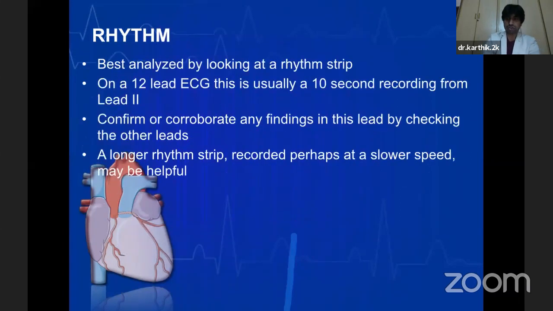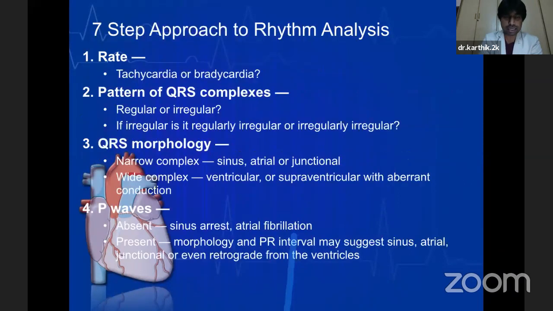So once you know that a rhythm and rate has to be calculated, you have a quick 7-step approach for most of these ER physicians, where they can potentially diagnose many arrhythmias by quickly looking at that. So in this 7-step approach analysis, first we see the rate to see whether the patient has got a tachycardia or a bradycardia. Then we see the pattern of QRS complexes.